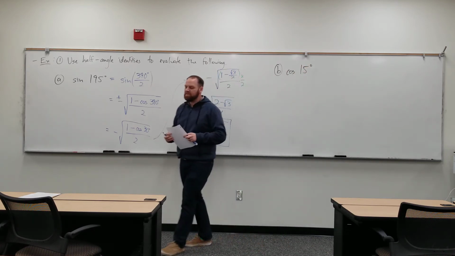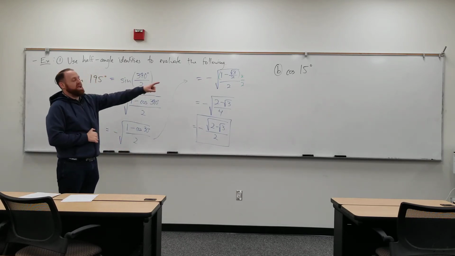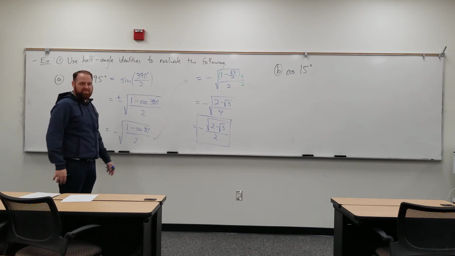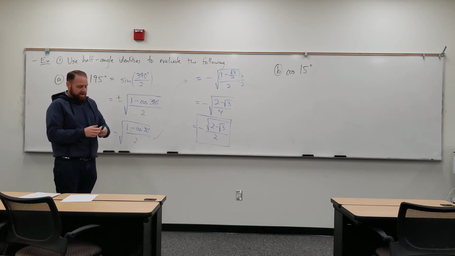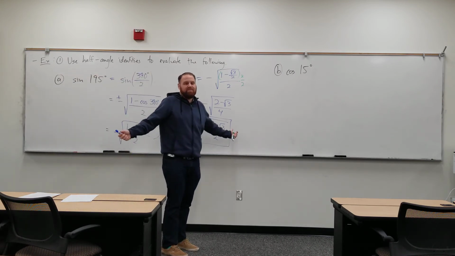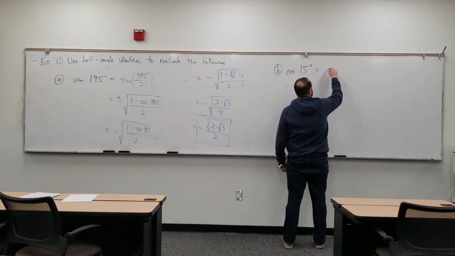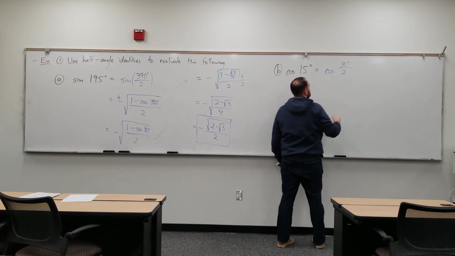Now that you've seen part A, I'm definitely going to ask you to pause the video and try out part B. See if you can do part B on your own. I'm going to go ahead and give you the solution now. Cosine 15 degrees, same kind of idea as before. We can say cosine of 15 degrees should be the same thing as cosine of 30 degrees divided by 2.